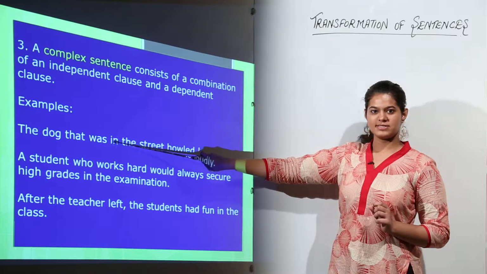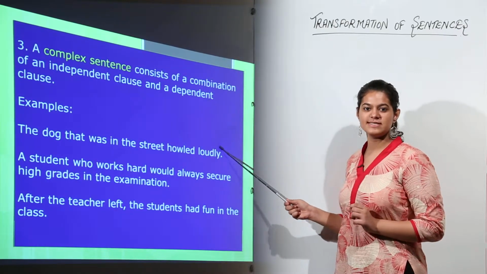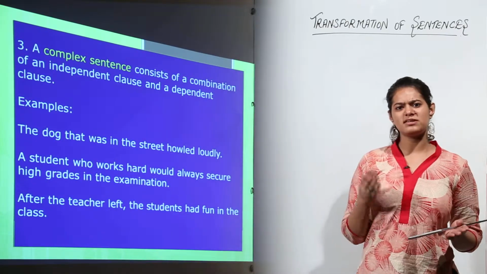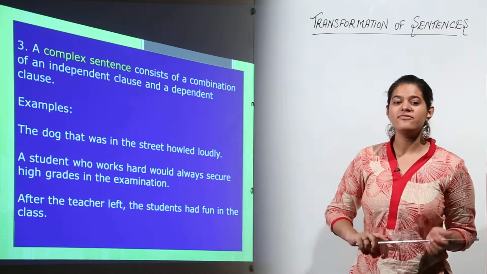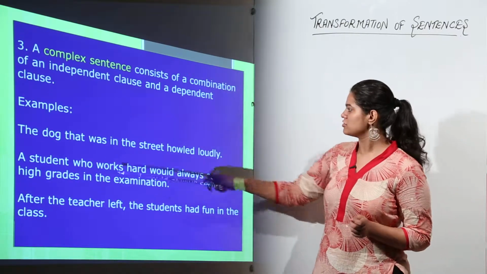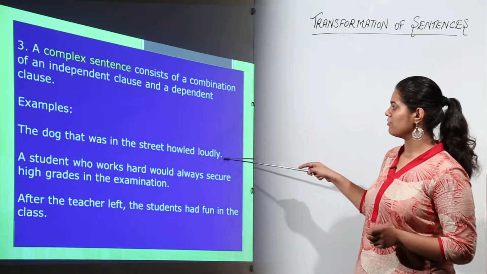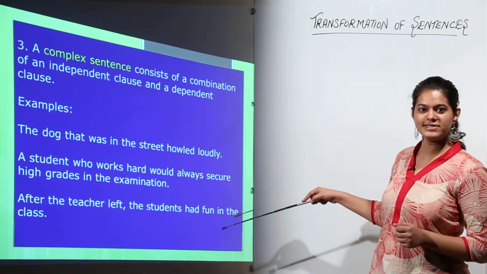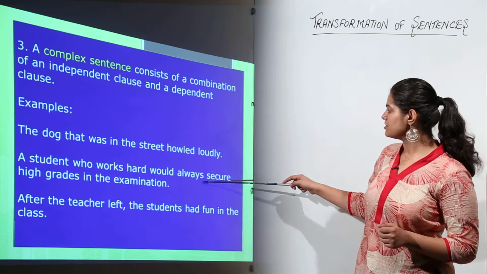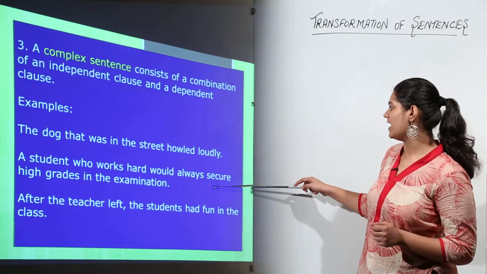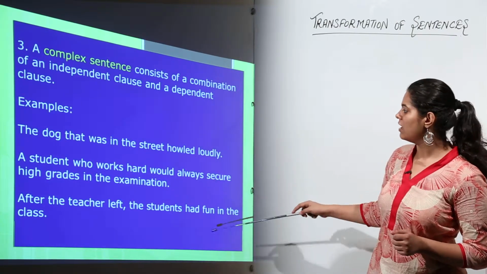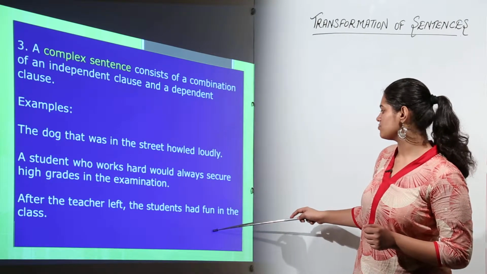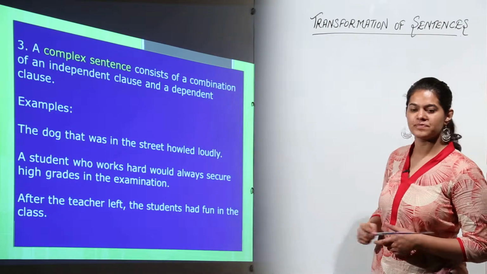One is an independent sentence and the next is a dependent sentence, and whenever we have an independent and dependent relationship, then we have a complex sentence. So, the dog that was in the street howled loudly. Let us look at two more examples. A student who works hard would always secure high grades in the examination. After the teacher left, the students had fun in the class.